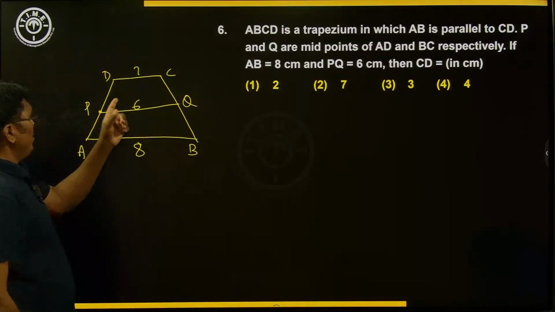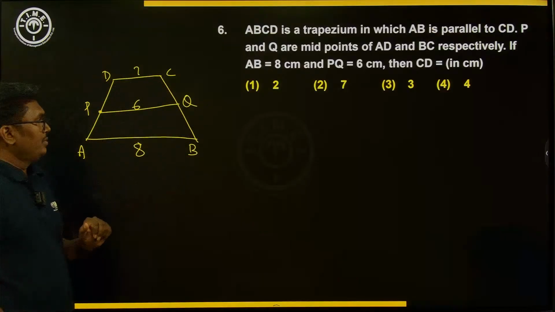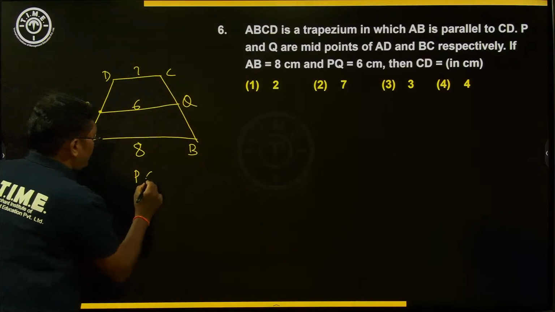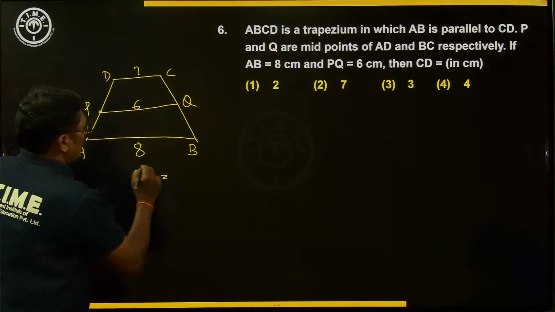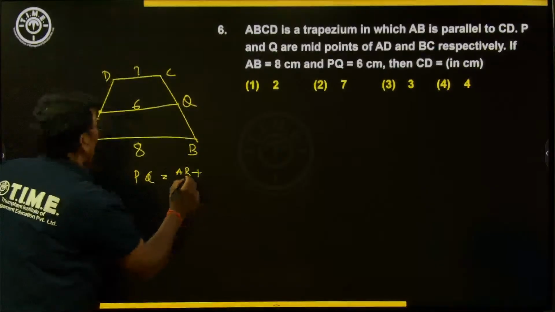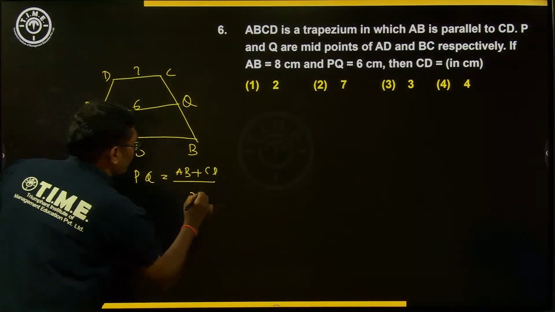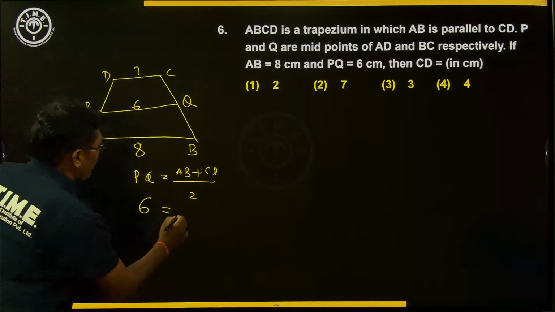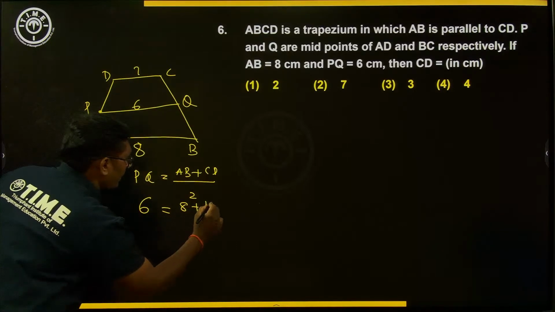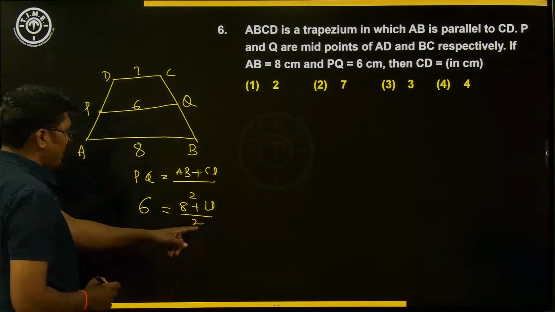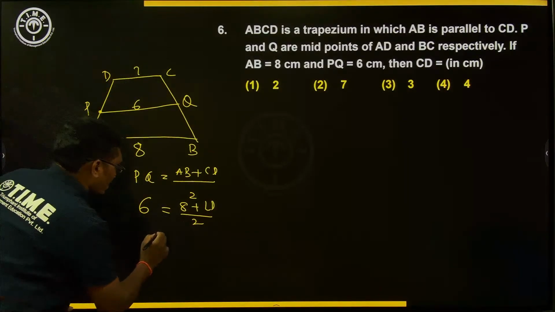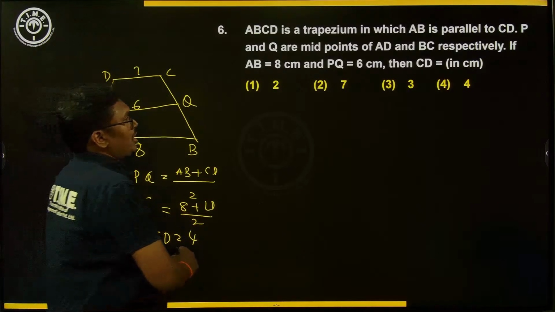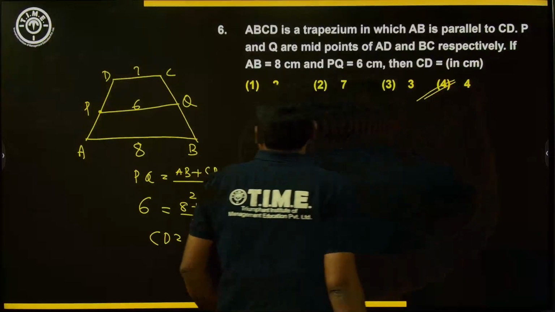If these are midpoints of AD and BC, so what is the relation among these three? That is PQ is average of these parallel sides. So PQ is AB plus CD by 2. Okay. So PQ is 6 and AB is 8. You have to find CD. So this is 12 minus 8. CD is equal to 12 minus 8, that is 4. So answer is choice 4. Right? Okay.